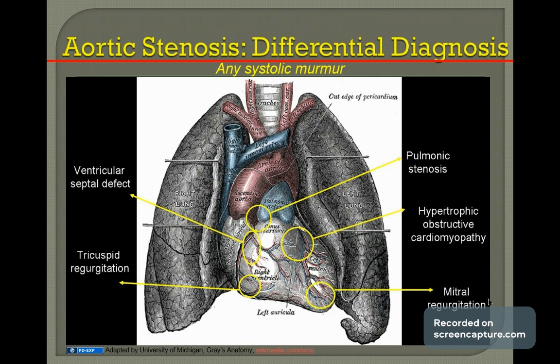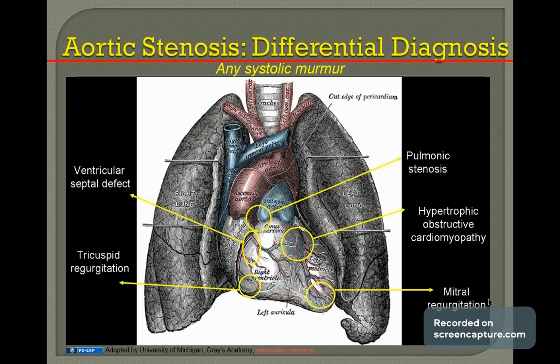Some murmurs are pansystolic murmurs. We have to differentiate them from VSD then. Some murmurs are diastolic murmurs. We have to differentiate them from primary pulmonary insufficiency, pulmonary regurgitation.